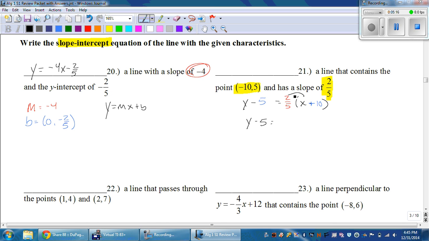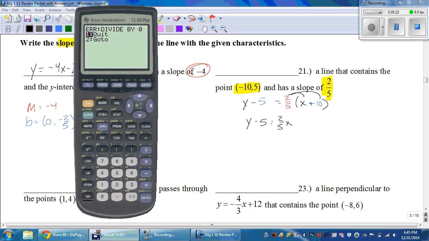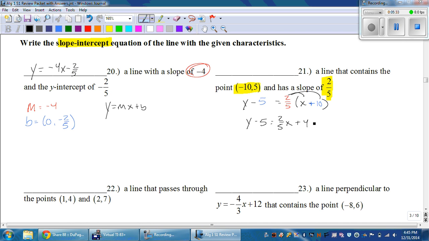Okay, so the first thing that we would do is distribute. So we get 2/5 x. And now in our calculators, sorry, I still haven't fixed mine. I have 2/5, so I'm doing that in parentheses, and I'm timesing it by 10. And I get 4. Okay, y is not by itself yet. So to do that, I would have to add 5 to both sides. And then we get that y equals 2/5 x plus 9.